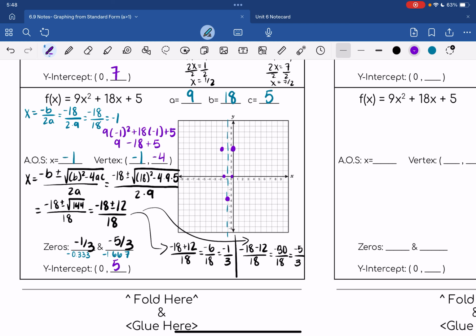So this one's even skinnier than the last one. We'll go ahead and connect all those points. And that, ladies and gentlemen, is a wrap on Unit 6.